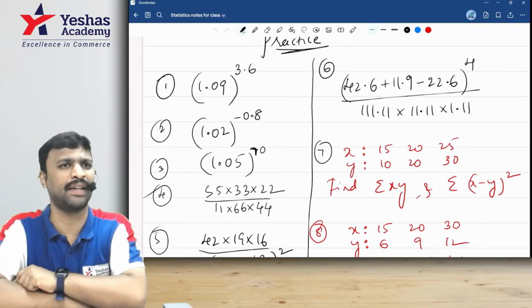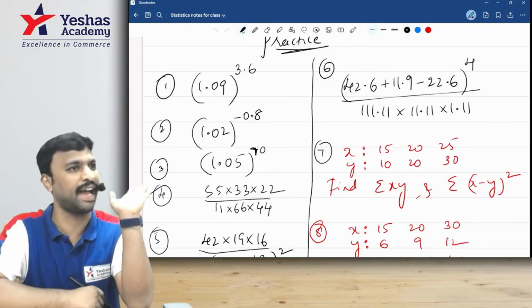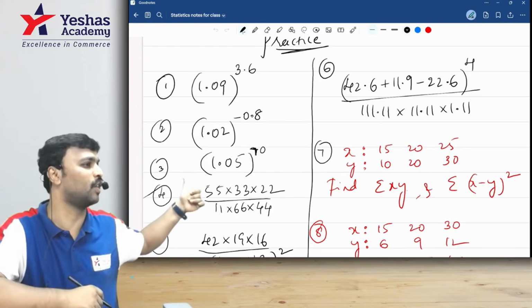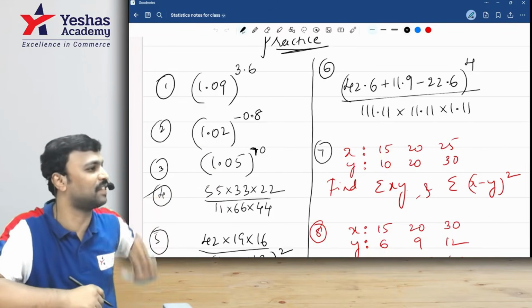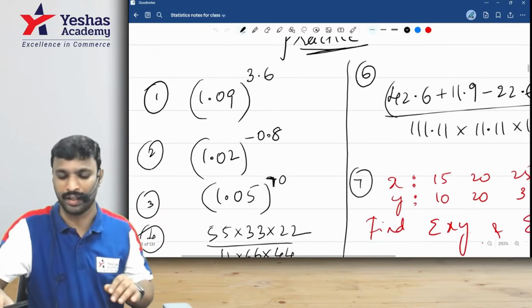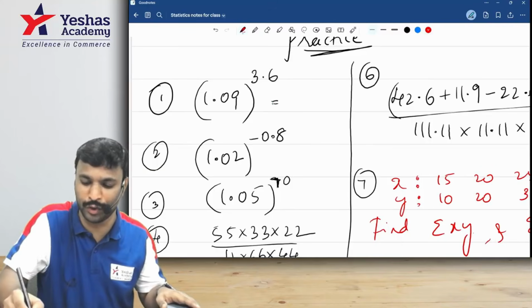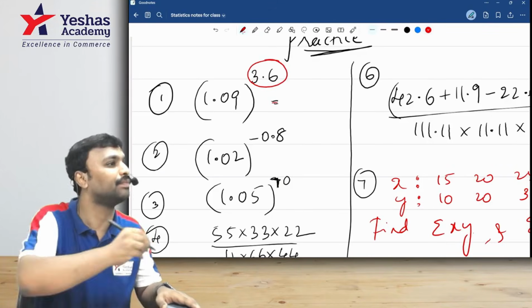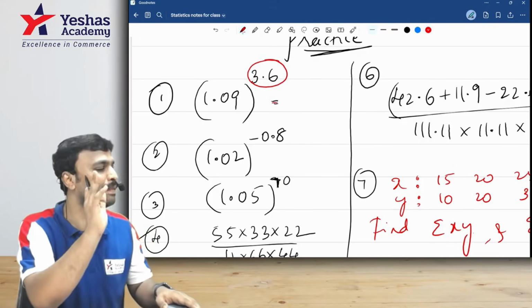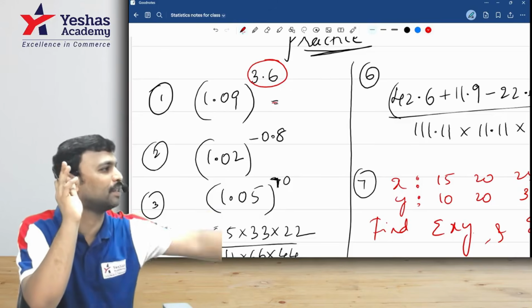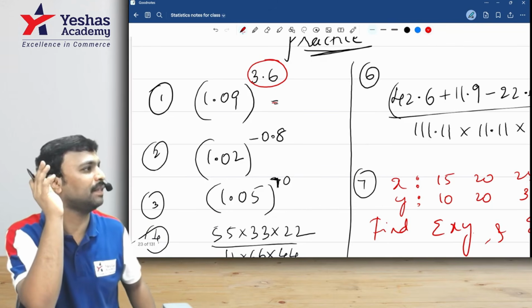Around 12:13 practice questions. Just the calculator hacks. You have to apply the calculator hacks to get the solution for this in one step. You have to tell me the procedure. What to do for this? Look at the power. Decimal powers. So you know the procedure. What's the procedure?